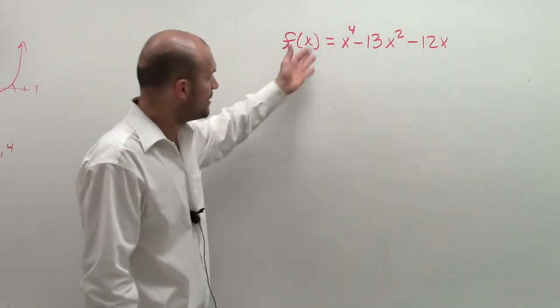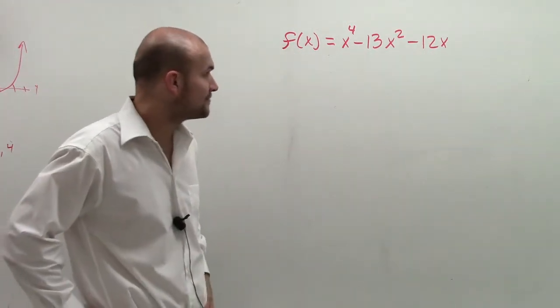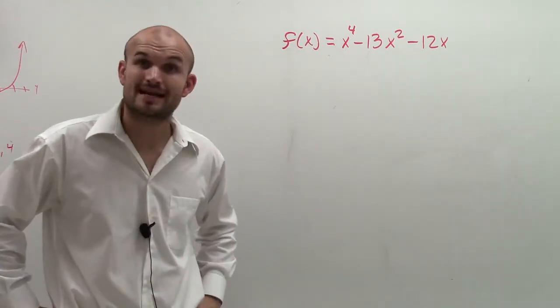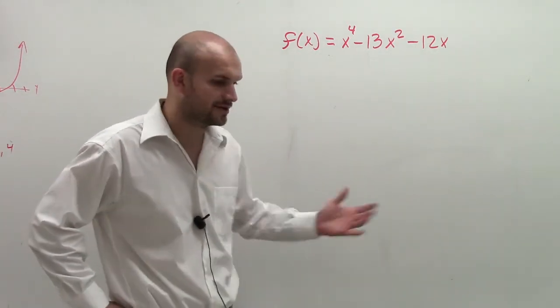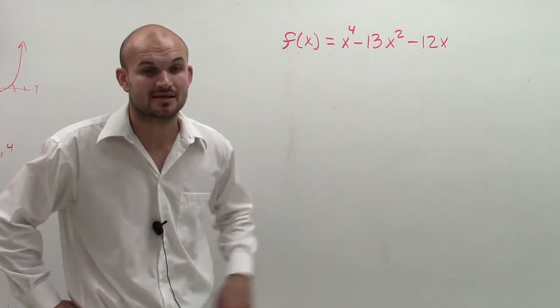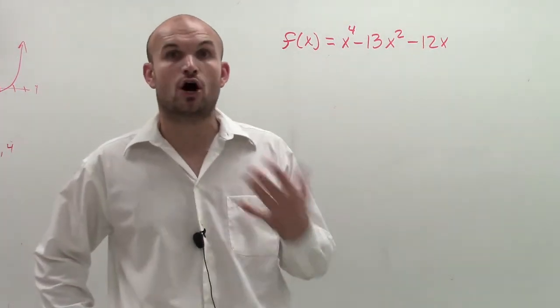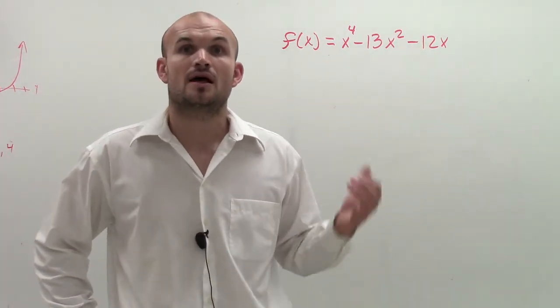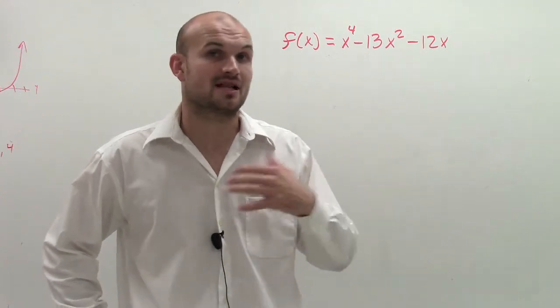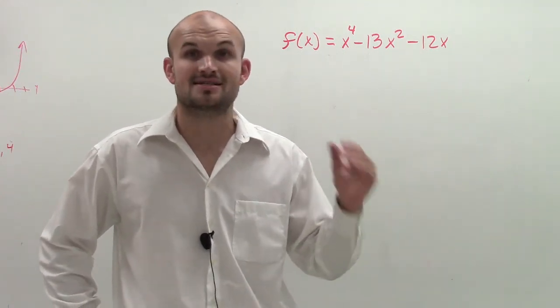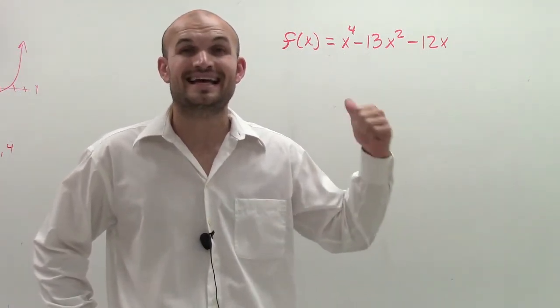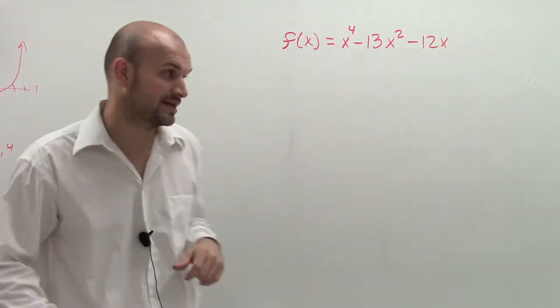How do those come into play to help us find the zeros of a higher ordered polynomial? So right now I have f of x equals x to the fourth minus 13x squared minus 12x, and I want to find the zeros. The first thing I'm going to do is use the rational zero test. The rational zero test is going to tell us all the possible rational zeros of that function. Now, it doesn't tell us if they're zeros or not, but if we have zeros that are rational, they have to be among the ones that we're going to get.